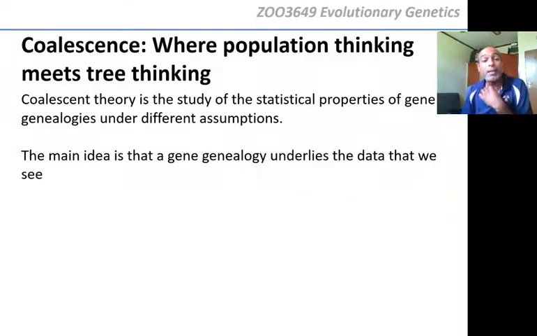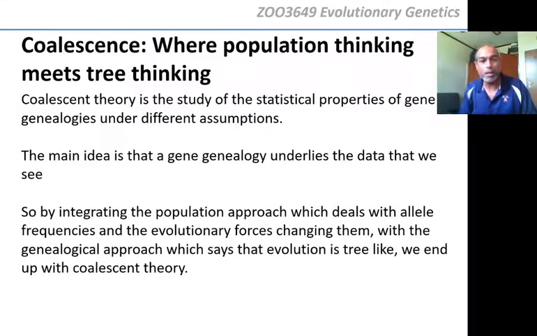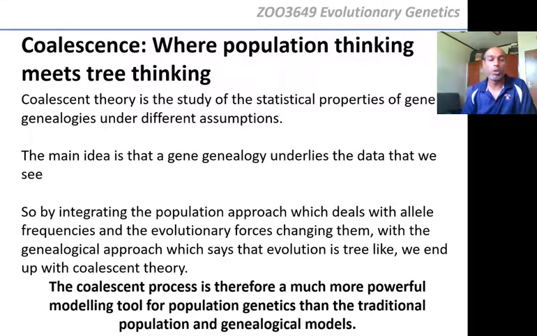The main idea is that a gene genealogy, a tree, underlies the data that we have sequenced. We sequence genes in many different individuals, and a gene genealogy is what links all these sequences together going backwards in time. So by integrating the population approach, which deals with alleles and allele frequencies and the evolutionary forces that are changing them, with the genealogical approach, which says that evolution is tree-like, bifurcating trees, we end up with what we call coalescent theory.